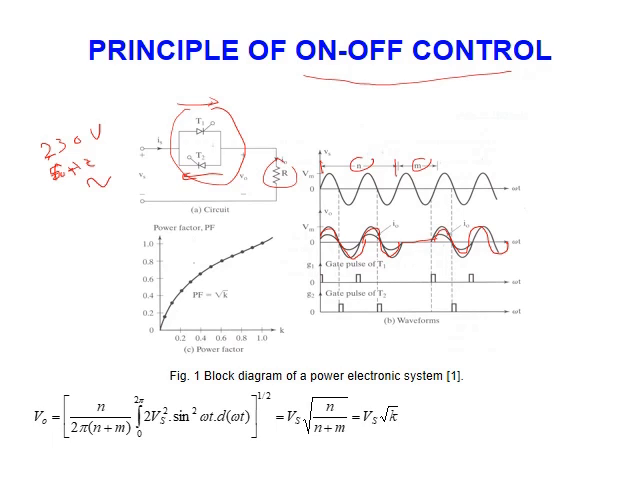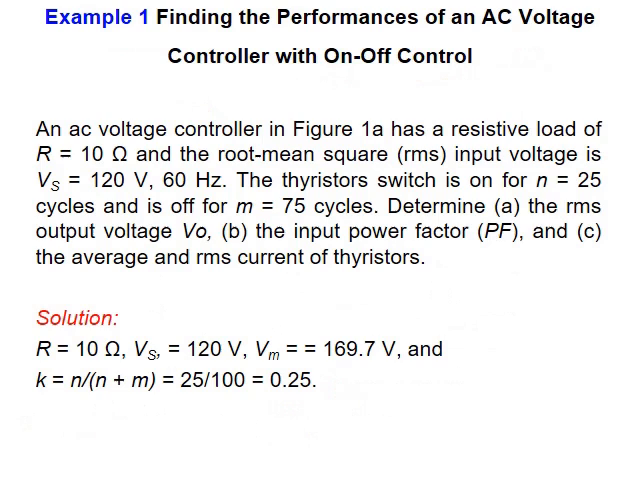When I come to integrate the output, 1 over 2 pi is the full period. I multiply by N over N plus M, because N is the number of on cycles and N plus M is the total number, N on, M off. This is the integration, and I got this formula. Have a look at this formula. Forget about VS. The output voltage seems to be related directly to N and M, the number of cycles my switch will work.